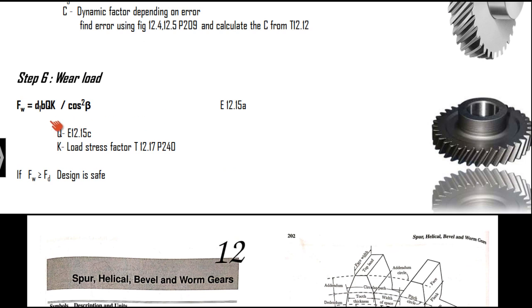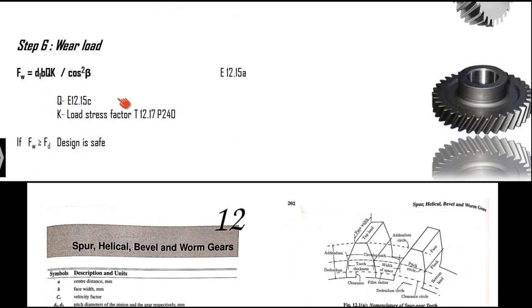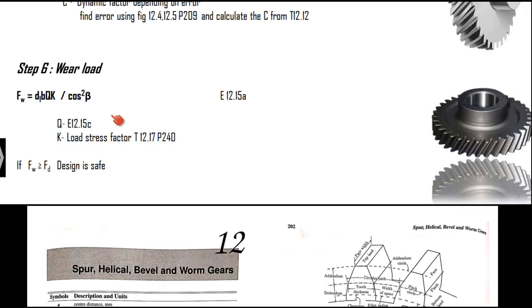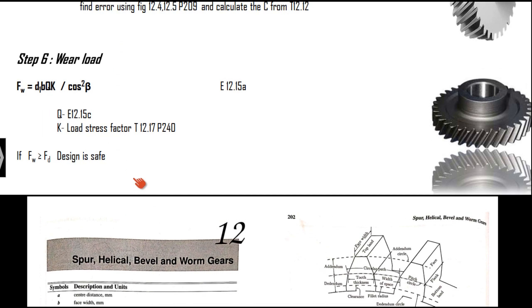and finally we will calculate the wear load using the equation D1 b Q K divided by cos square beta. This is very similar to the spur gear, no change at all. After substituting, we equate FW with FD and calculate the value of K, the load stress factor. If FW is not greater than or equal to FD, then calculate K by equating FW equal to FD, and based upon the value of K, suggest the hardness value for the pinion and gear.